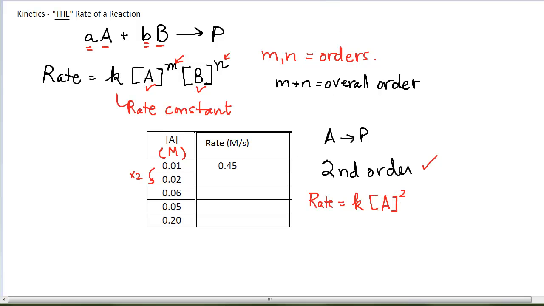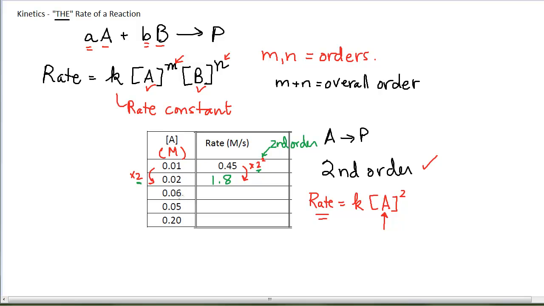That means if I take the concentration of A and double it, the rate is going to change proportional to A squared. So from here to here, the rate will go up by 2 squared. The times 2 is because I doubled the concentration of A. The squared is because it is second order. And so if I calculate what this would be, I would see that my new rate would now be 1.8 molarity per second.